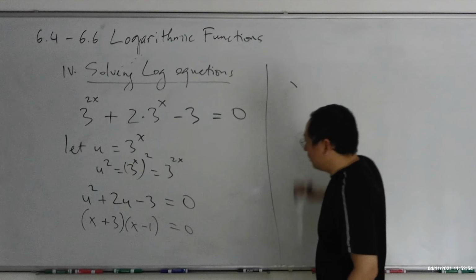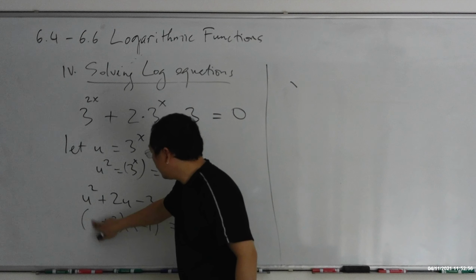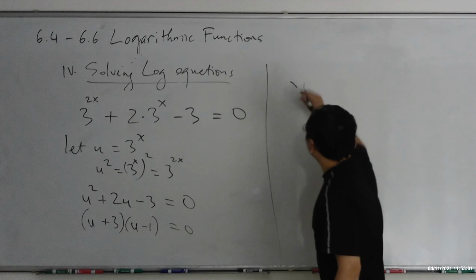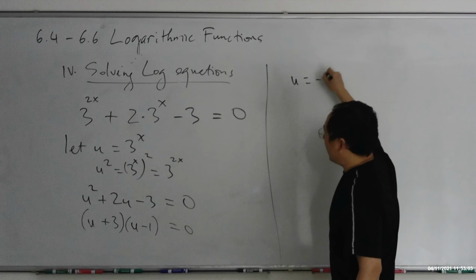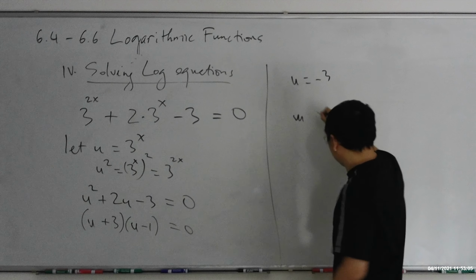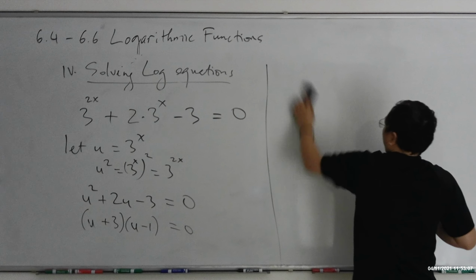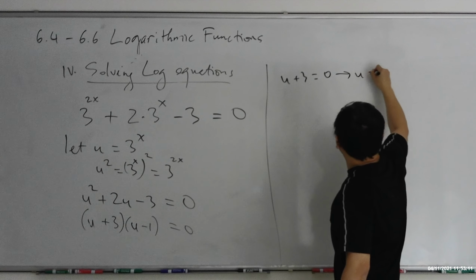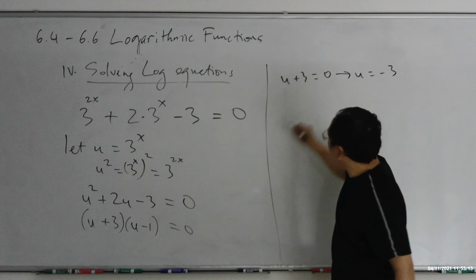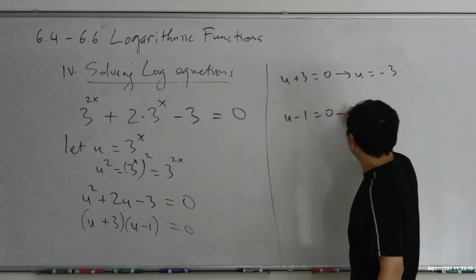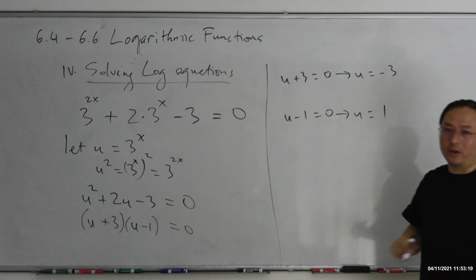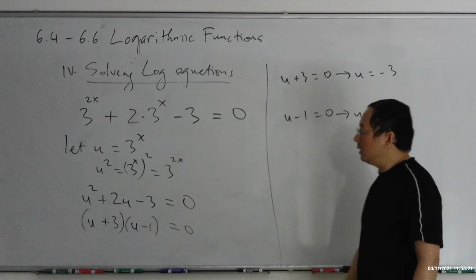Oh, not x. Sorry, this is going to be u. Factor the u, so this is u. So u is equal to negative 3, or u is equal to 1. Let me write that more clearly. u plus 3 equal to 0, or u equal to negative 3. The second factor is u minus 1 equal to 0, or u equal to 1. Okay? We have to solve for x first. Your u is just the intermediate variable.